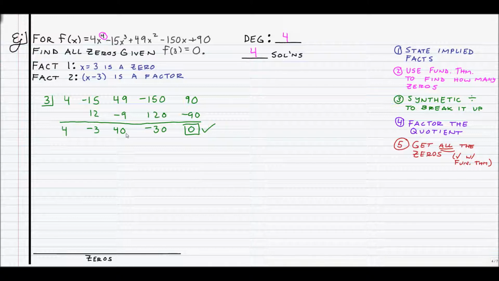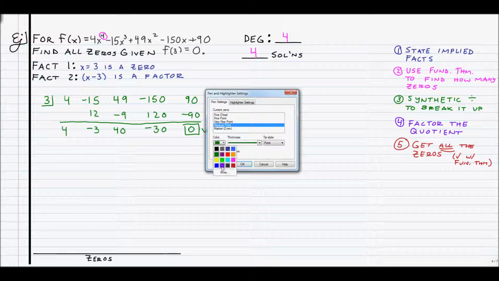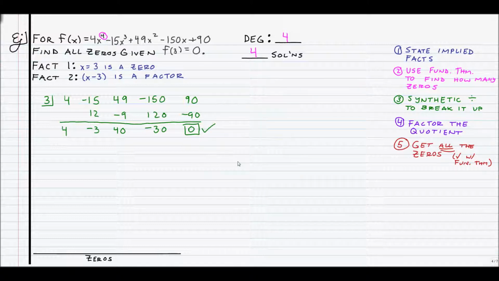And we've got the synthetic division part. So we've broken it up. Why did we do that? Because we wanted a quotient. We want to know what the rest of this polynomial is. If we know one factor is x minus 3, what does the rest look like? Because maybe I have the tools to factor that remaining part. We started with 4x to the 4th and divided by x minus 3. That's going to give us 4x cubed minus 3x squared plus 40x minus 30.